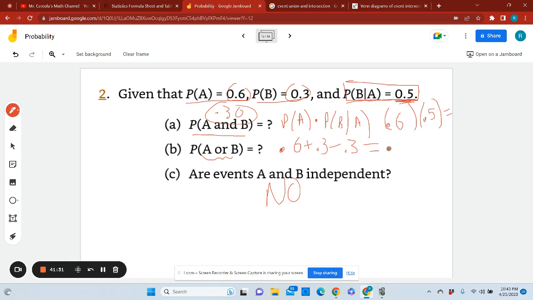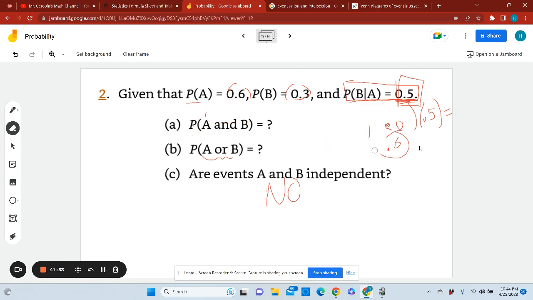And that's going to leave us with 0.6, right? 0.6 plus 0.3 minus 0.3 is going to leave us with 0.6. So that's the probability that one or the other occurs, right? One plus these two probabilities added minus the probability that they both occur. All right. We also could have proved that they're not independent just because, right?